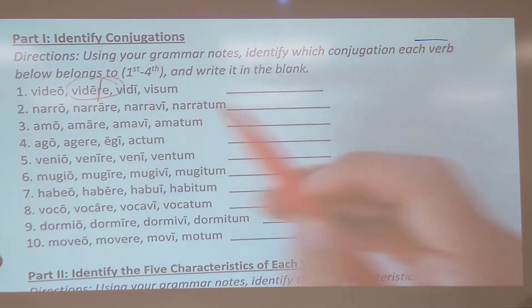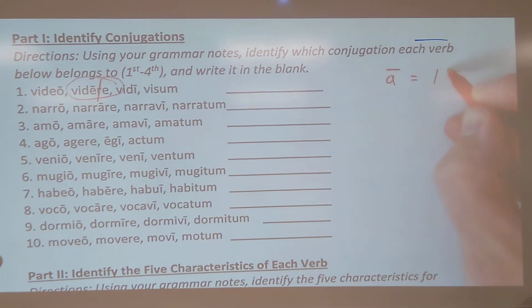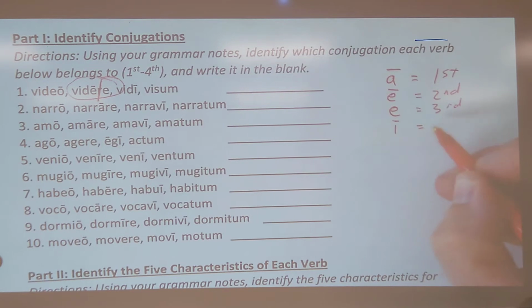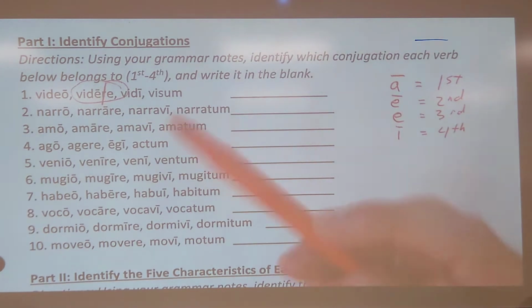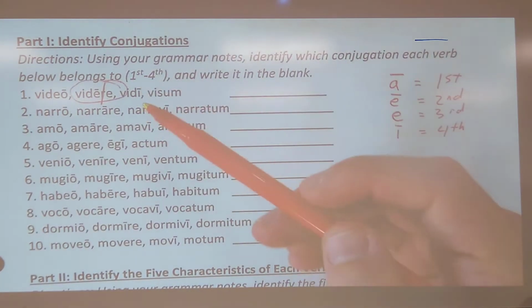If your stem vowel happens to be a long A, it's first conjugation. If it ends up being a long E, it's second. If it's a short E, it's third. And if it's a long I, it's fourth. All right? So let's go ahead and do a few, and then, like I said, we'll skip to the next part, and then we'll show the answers at the end.